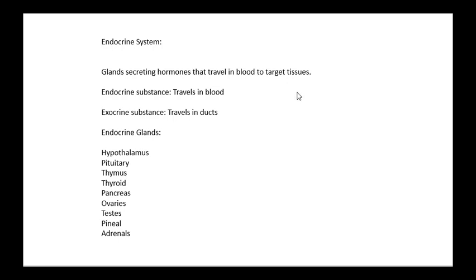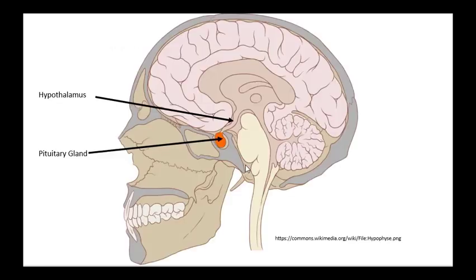So first of all, what is the endocrine system? The endocrine system is a series of glands that secrete hormones that travel in the blood to target tissues. So it's important to know that hormones travel in the blood. Those are endocrine substances, as opposed to other substances that travel in ducts. Those are exocrine substances. The endocrine glands include all of these glands: the hypothalamus, pituitary, thymus, thyroid, pancreas, ovaries, testes, the pineal gland, and the adrenals.